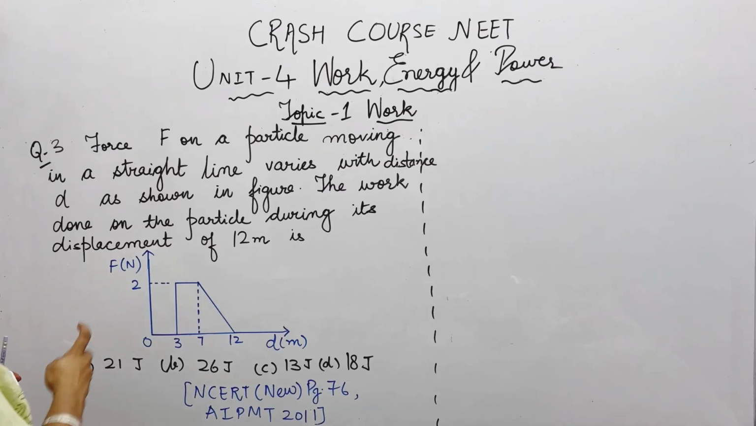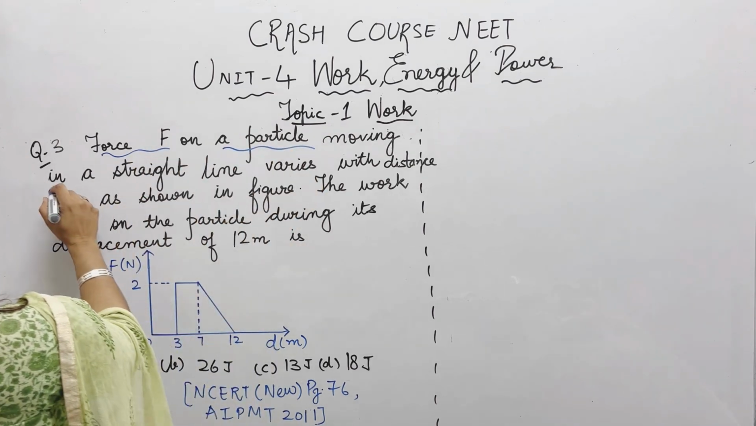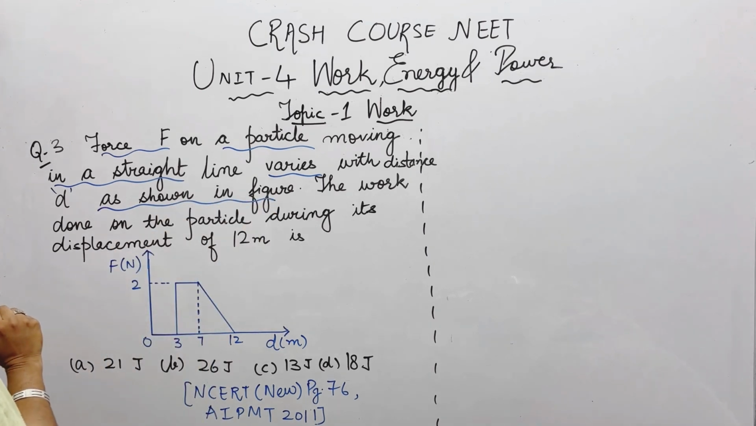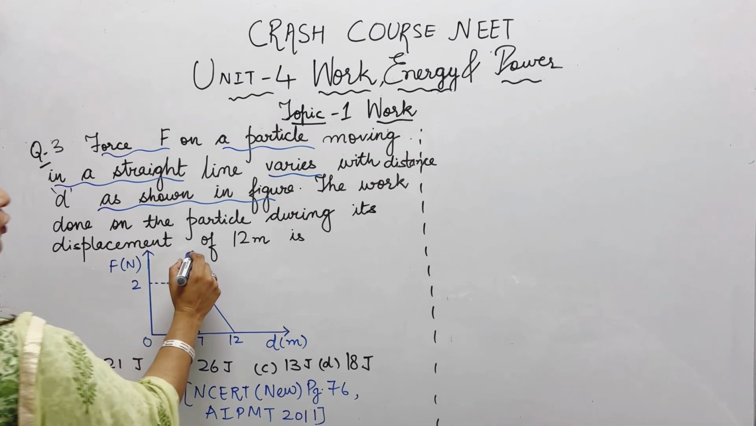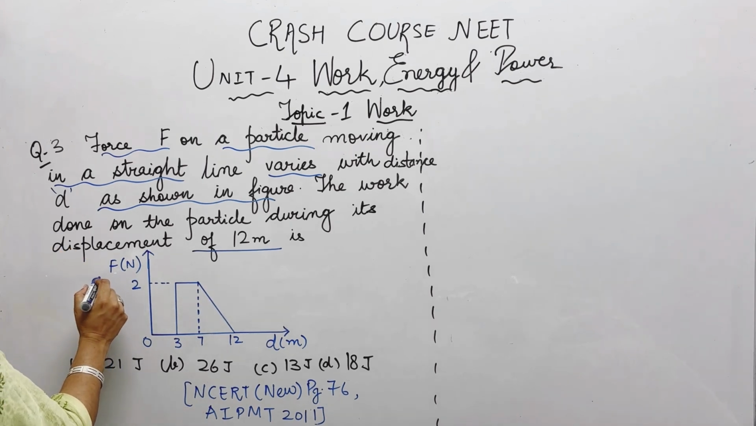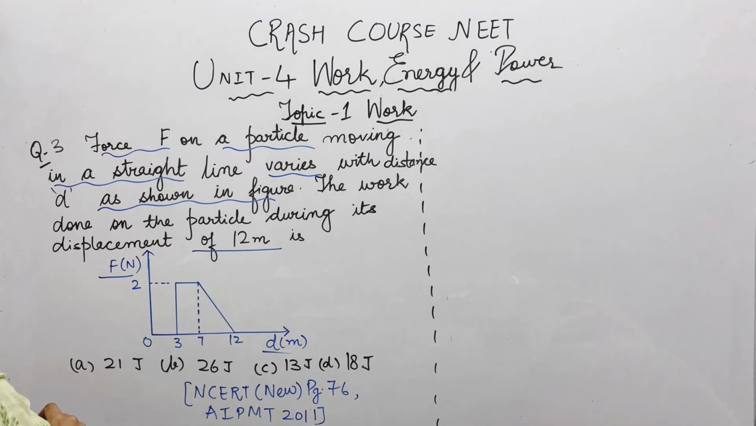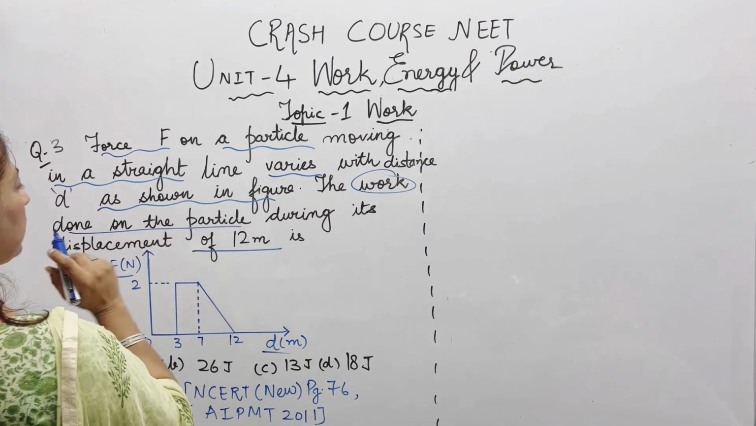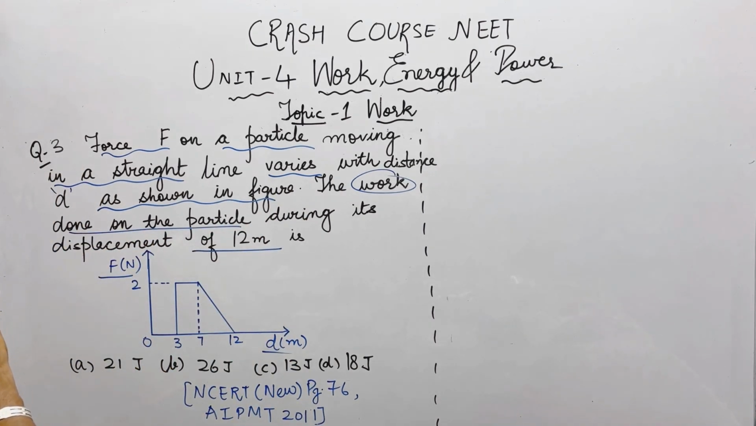The third question. The force F on the particle moving in a straight line varies with the distance d as shown in the figure. This is the figure given in the question. The work done on the particle during its displacement of 12 meter is, and the options are being given. This is on the page number 76 of NCERT New, and it has come in All India PMT 2011. So if you look at the question, this is a graph of force and the displacement, and we need to find out the work done on the particle during its displacement of 12 meter.